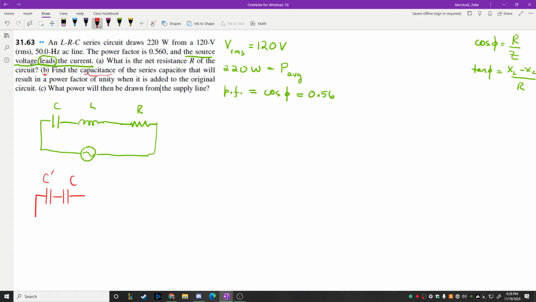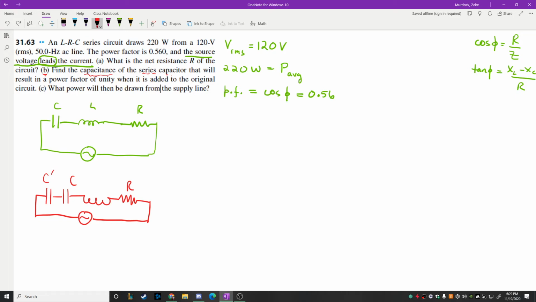There's really two options, actually. This is one option. What would be another option? Maybe that question's not obvious. Oh, no, it says series capacitor. Okay, it has to be this way. I was going to say you could also add a capacitor in parallel like this if you wanted to, but I guess it has to be a series capacitor.